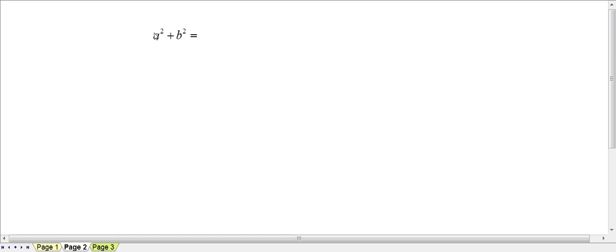What happens though when we have a sum of squares, a squared plus b squared? Well, it'd be nice if we could factor it in a similar way, and as it turns out we can. There's a little trick involved. We need to recall that the square root of negative 1 is equal to i, and also that when we square i, we get negative 1.